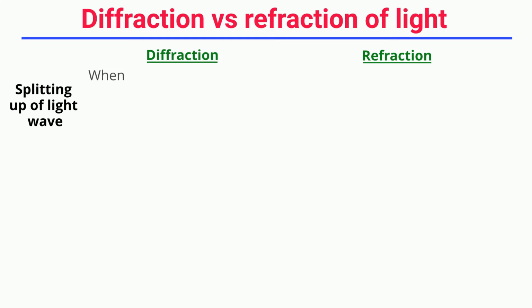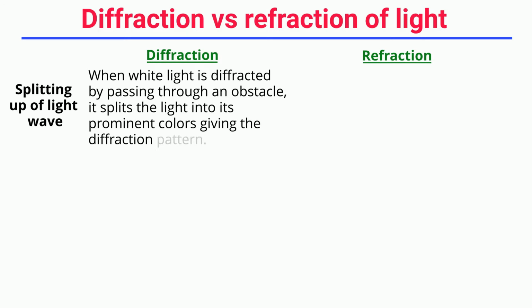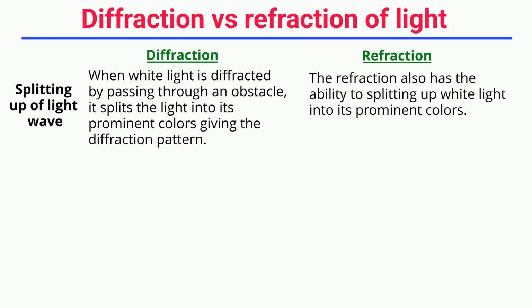Splitting up of light wave. When white light is diffracted by passing through an obstacle, it splits the light into its prominent colors, giving the diffraction pattern. The refraction also has the ability to split up white light into its prominent colors.